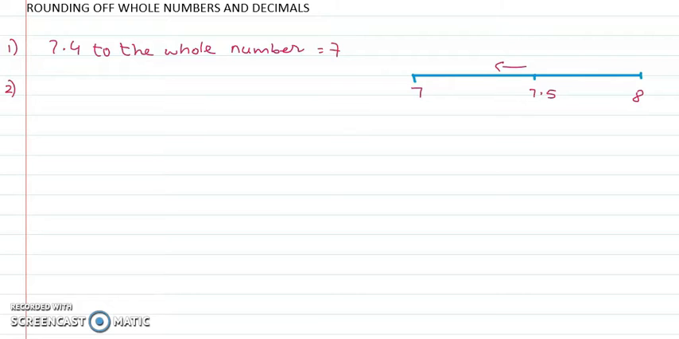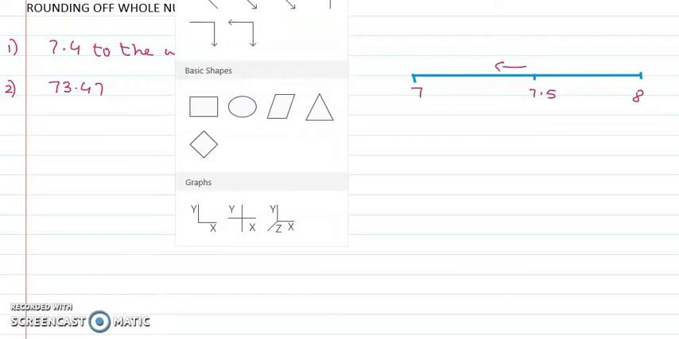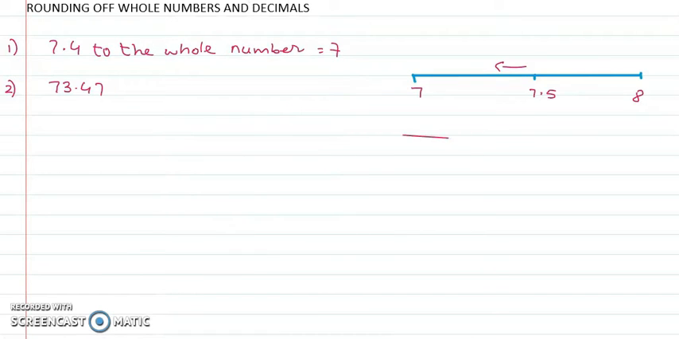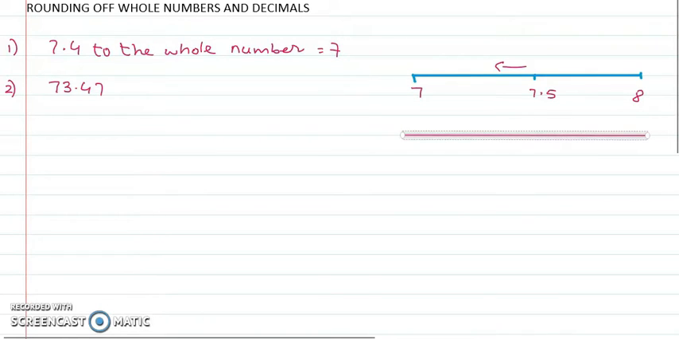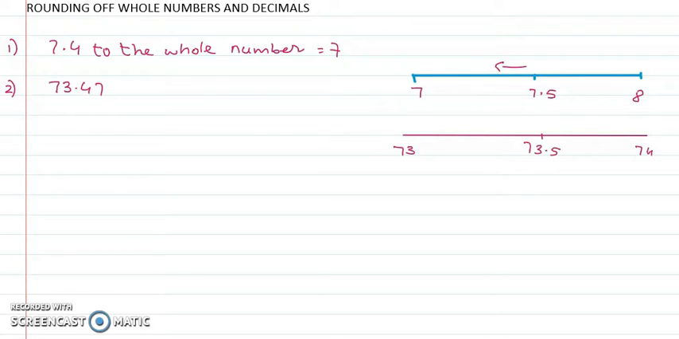Let's take another example. I have a number 73.47. I need to round it off to the nearest whole number. We'll draw a number line again. You can do it without it as well. It's not compulsory to draw a number line again and again. So either my answer should be 73 or it should be 74. So let's see. I will be marking 73 here and 74, and the halfway between them is 73.5. So 73.47 is lesser than the halfway, so my answer should be 73.